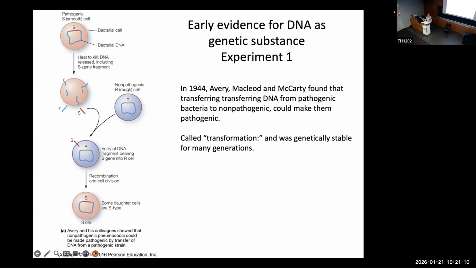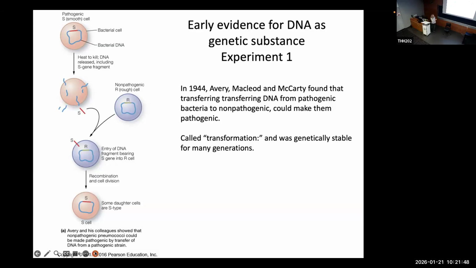One was pathogenic, meaning it caused disease in mice. And it had a cell wall that was smooth in terms of its look. Microscopically, you can see it had a smooth cell wall. They also had a population of cells that were non-pathogenic, not disease-causing, and they had sort of a rough cell wall. So the question was, could we transform the non-pathogenic cells by providing them with DNA from the pathogenic cell?